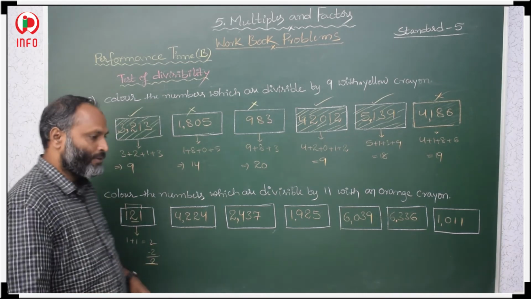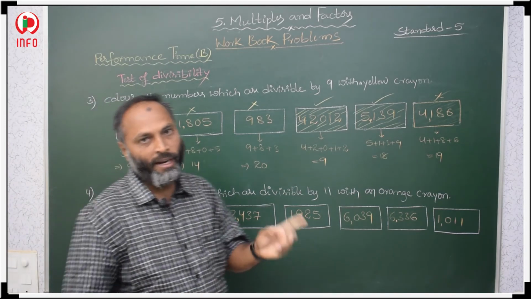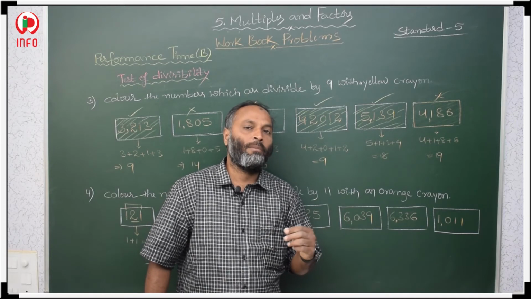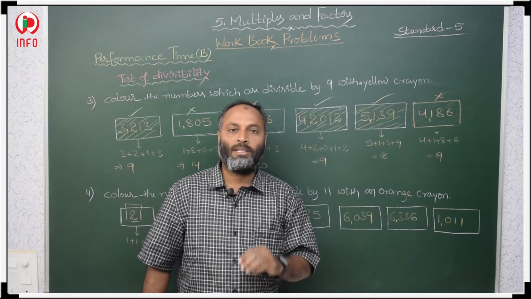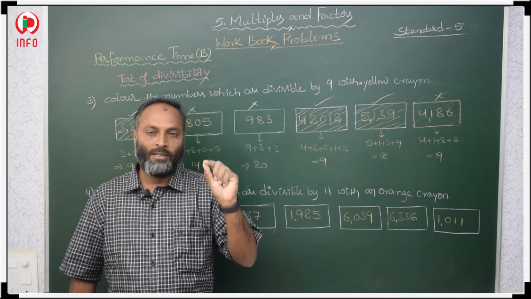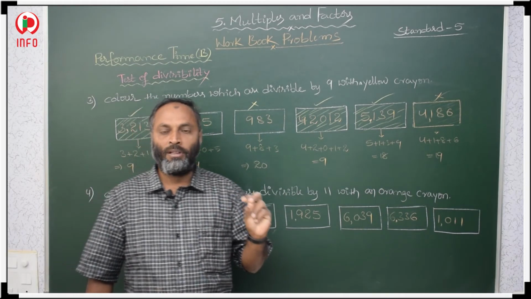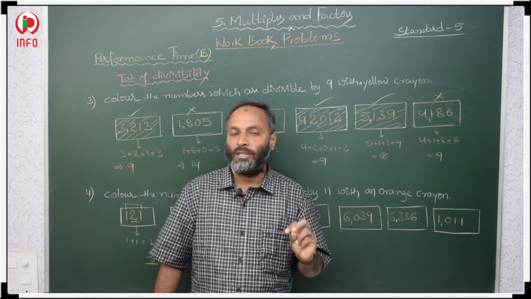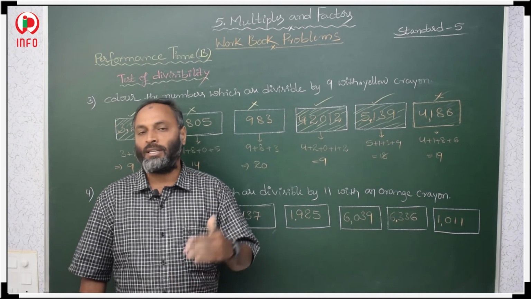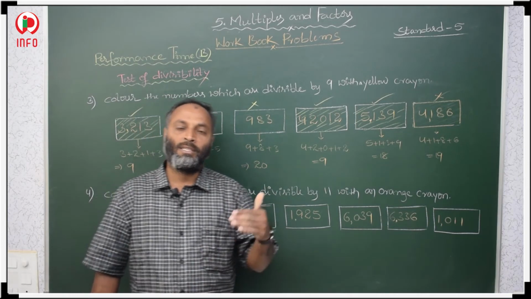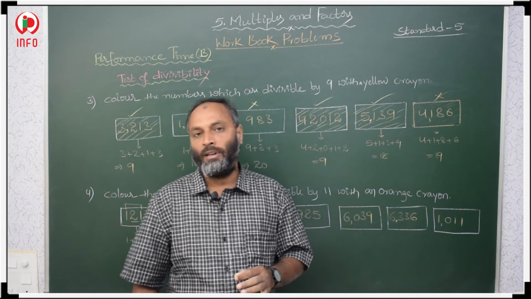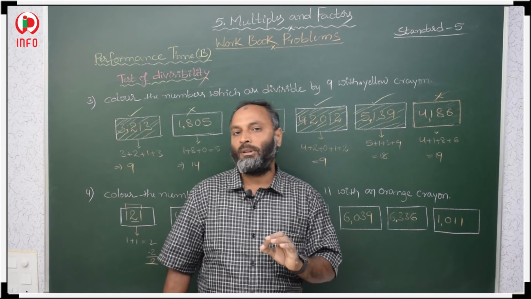If the difference between the sum of the even and odd digits is 0 or a multiple of 11, then that number is divisible by 11. Otherwise, it is not divisible by 11. Two steps: first, find the sum of the even digits. Then find the sum of the odd digits. After that, find the difference. If the difference is 0 or a multiple of 11, then the number is divisible by 11. Otherwise, the number is not divisible by 11.